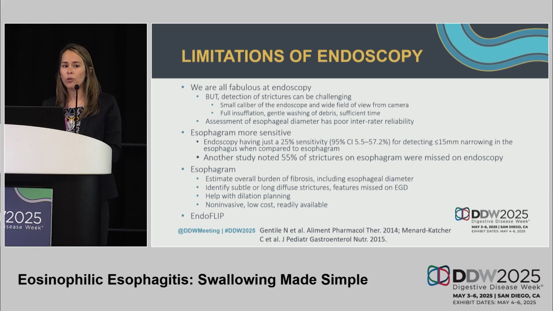So if you have a patient who you've scoped and you do not think they have a stricture, but they are still having dysphagia, you still need to have stricture on your radar. As mentioned already, esophagram can help, and I use it as an adjunct sometimes.